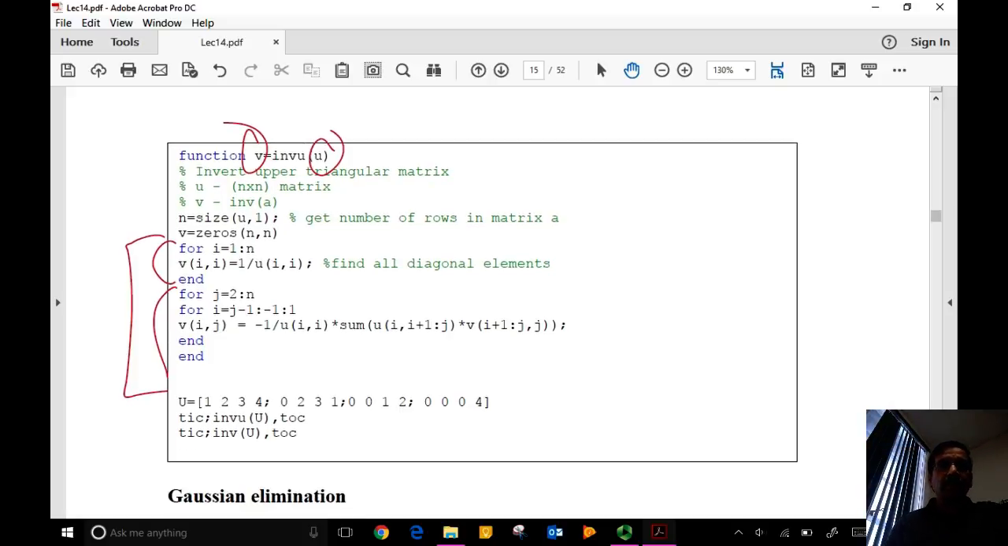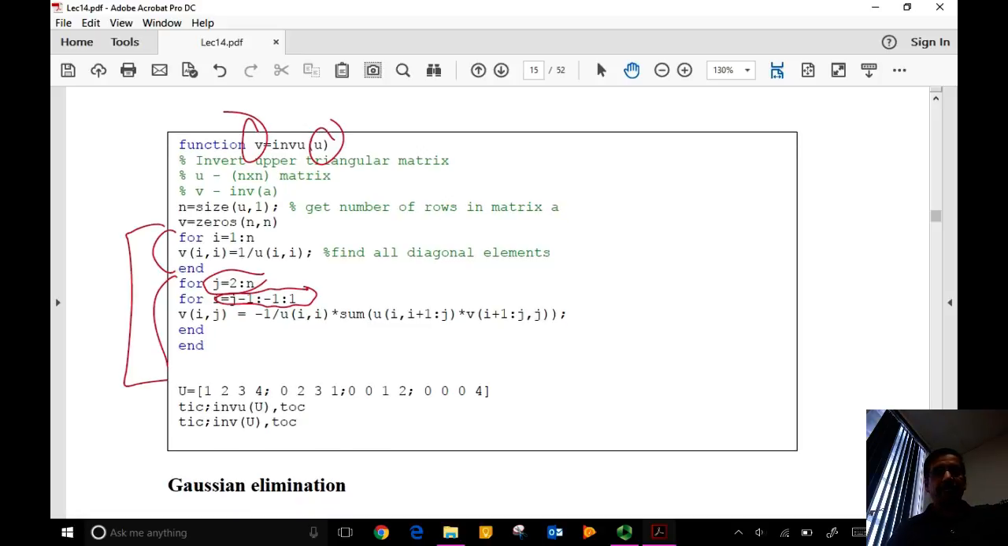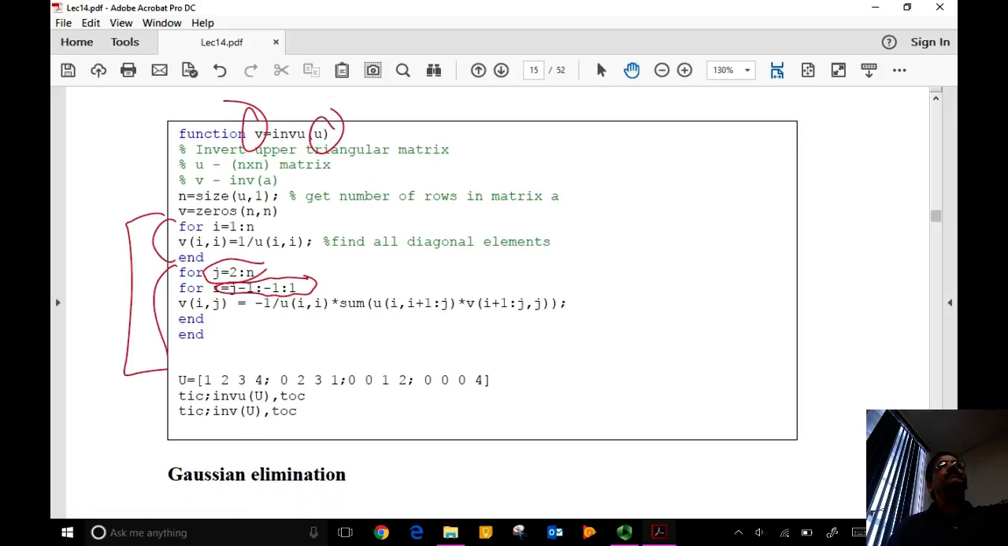Okay. So you can see that I'm going from j minus 1 in decrements of 1 down to 1. Right above the diagonal element and going all the way up to 1. And do this for every column, j equals 2, 3, 4, up to n, and you have found all the elements of V. Any questions on that?